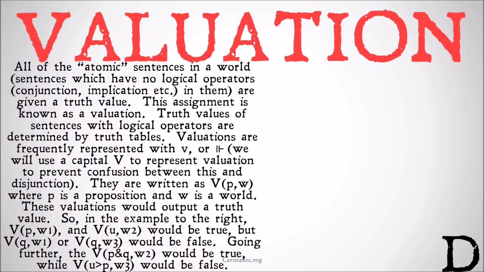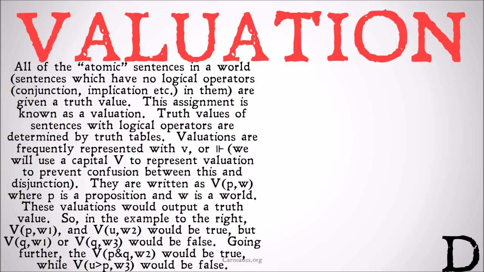All of the atomic sentences in a world, sentences which have no logical operators in them, remembering logical operators are things like conjunction, implication, but also things like for all or there exists, are given a truth value. This assignment is known as a valuation. Truth values of sentences with logical operators are determined by truth tables. So what that means is you take those atomic sentences that are true or false, and then you plug them into a truth table to decide whether that larger statement, P or Q, P and Q, is true.